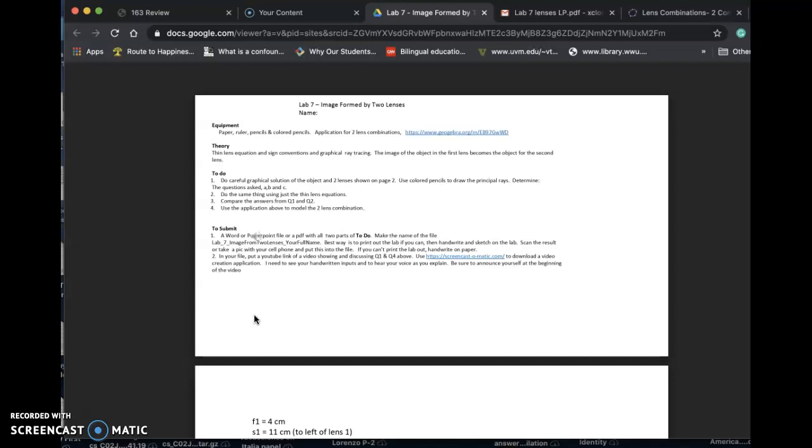Today we'll be going over lab 7, images formed by two lenses. For this one, we need to use the thin lens equation and sign conventions to utilize the graphic ray tracing of how the light rays will work with two lenses separated by a certain distance.